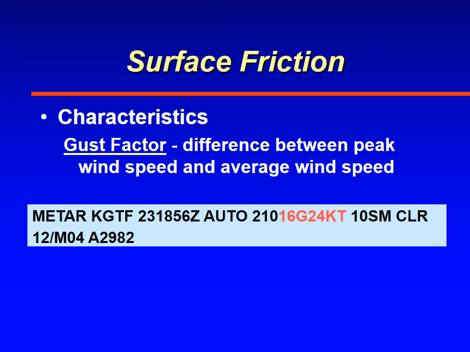Another thing that you can do is use the gust factor. The gust factor is the difference between the peak wind speed and the sustained or average wind speed. In this example, in this METAR, the winds are 210 at 16, gusting to 24. If you take the difference, 24 minus 16 gives you 8, and that is your gust factor. We'll use the gust factor later on in determining our final approach speed under windy conditions.